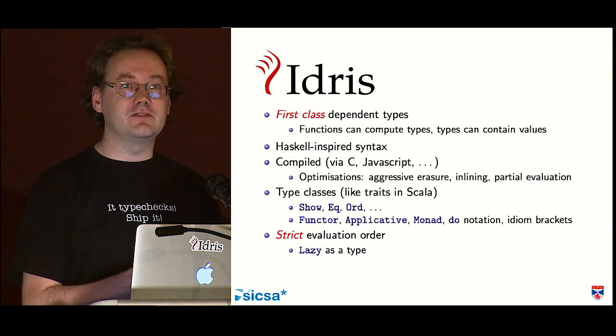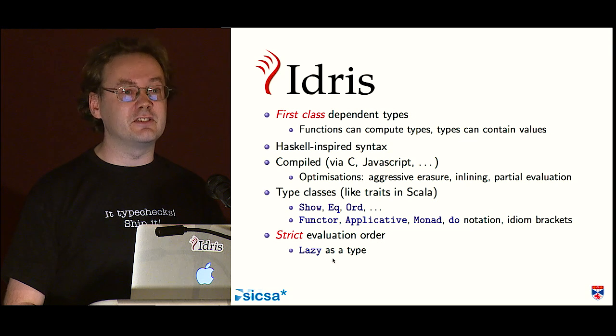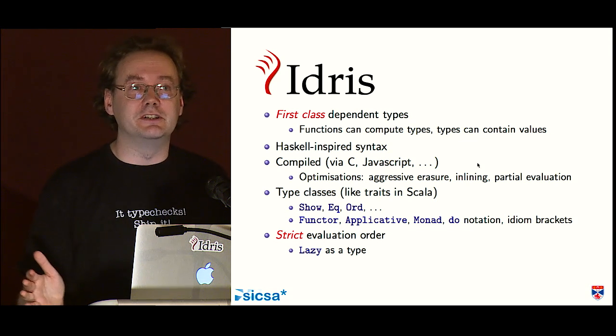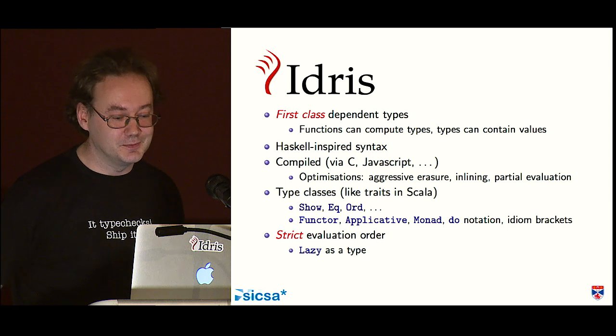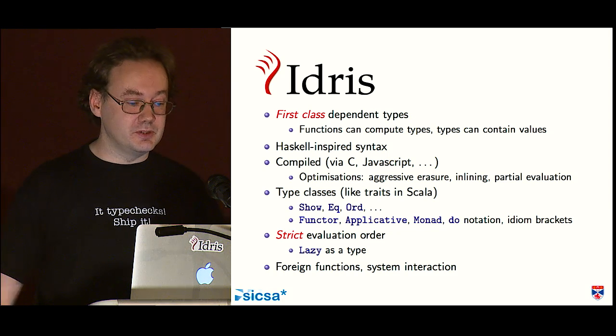Unlike Haskell, strict evaluation, but if you want lazy evaluation, you can have laziness as a type. We won't actually get to that in this talk. I'm just saying that because somebody always asks. So strict evaluation. And there's various bits and pieces to do, foreign functions, system interaction.